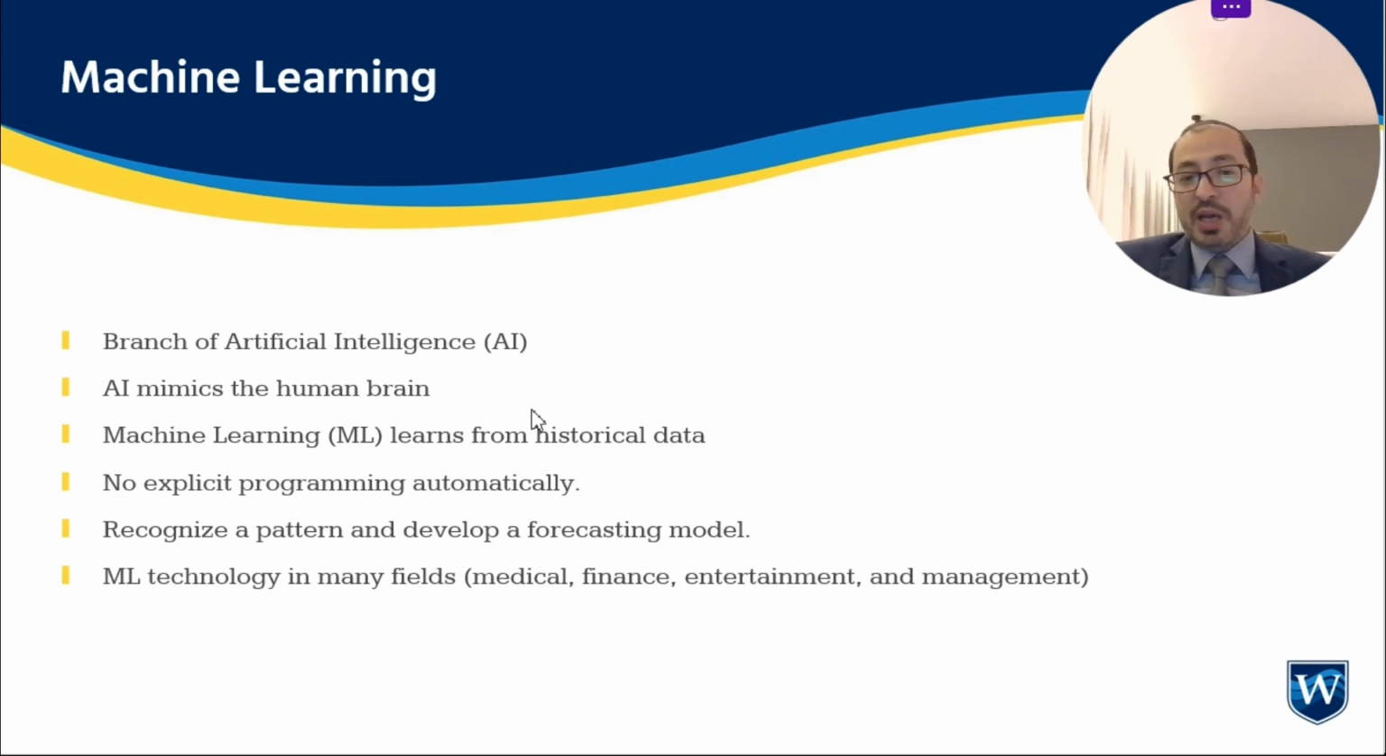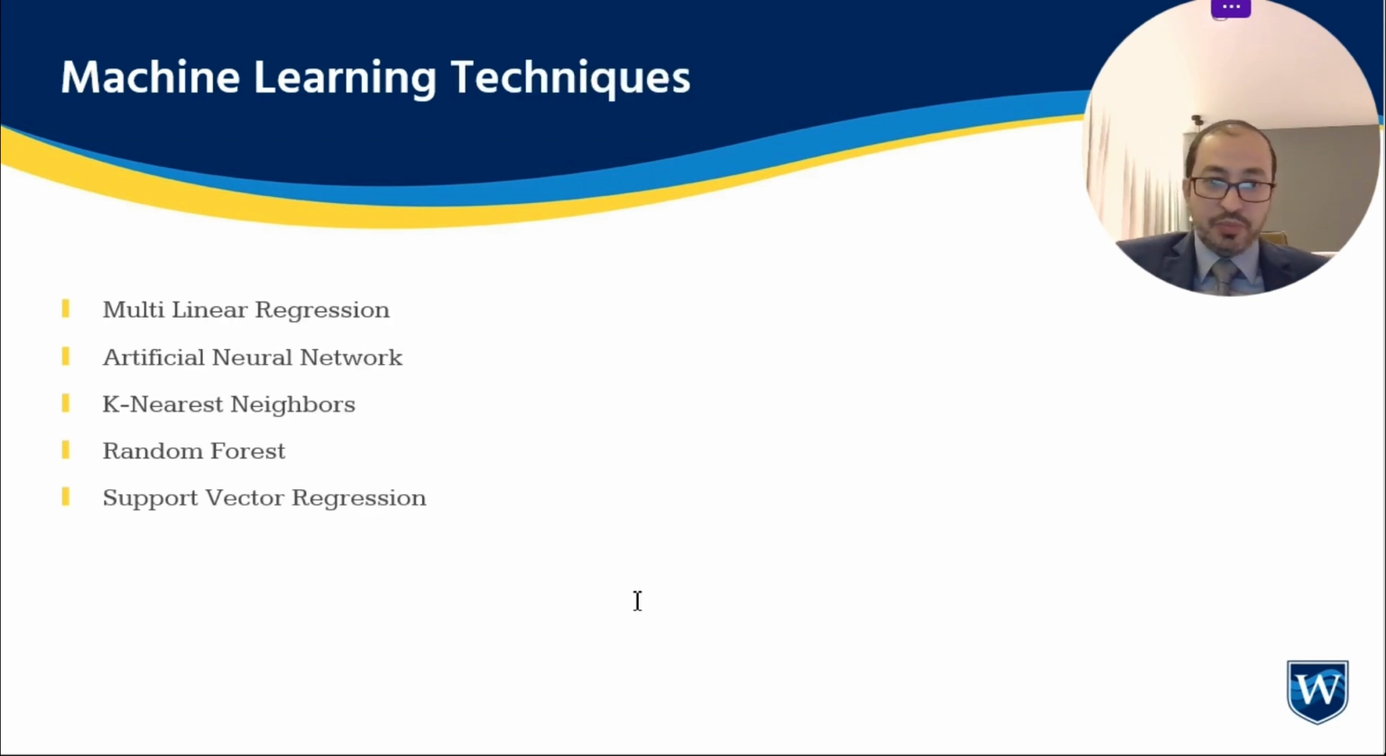Machine learning is a branch of artificial intelligence. It tries to mimic the human brain. It uses historical data in order to build a model, so no explicit programming is required. We just need to provide clean and accurate data, and the machine learning can build a model to forecast the dependent variable, building a relationship between features and deliverable. Recently, machine learning is used in many different fields, including pharmaceutical, entertainment, and management.